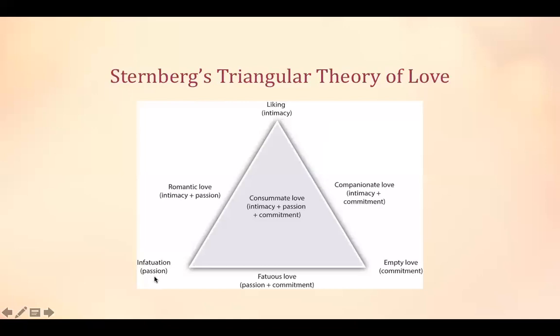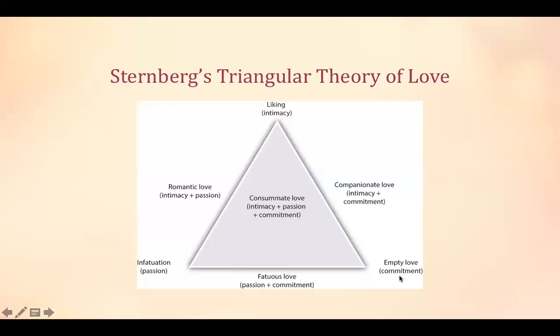Now, if two people have passion, but they don't have any intimacy, so they have sexual desire and satisfaction, but they don't have any emotional closeness, and they don't have any kind of long-term commitment, then that type of love is called infatuation. And an example of that could be a one-night stand or a Tinder hookup.